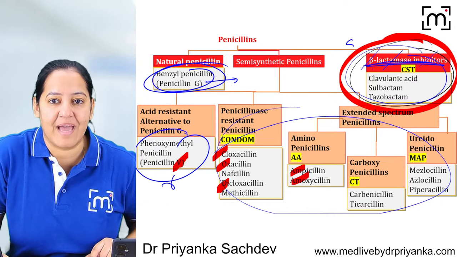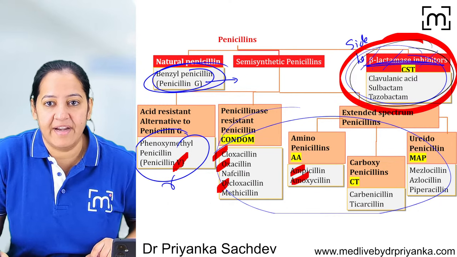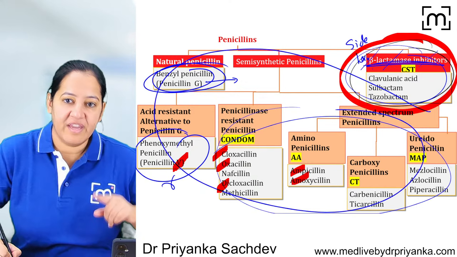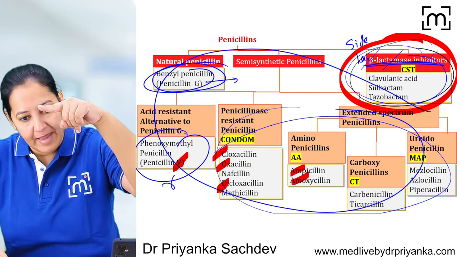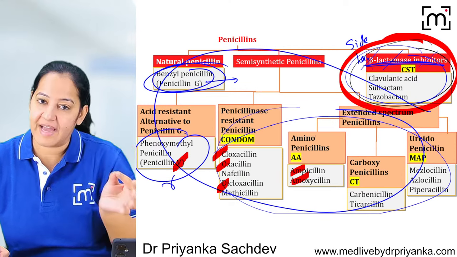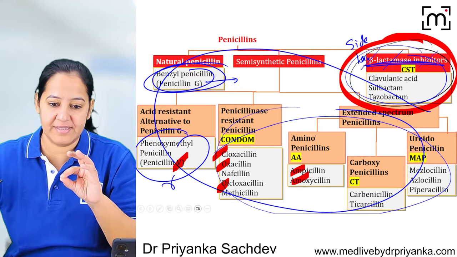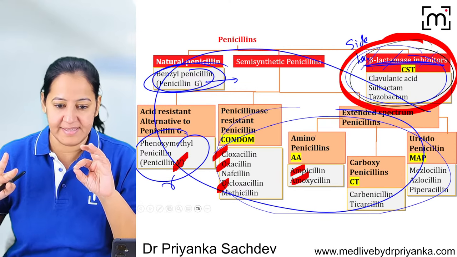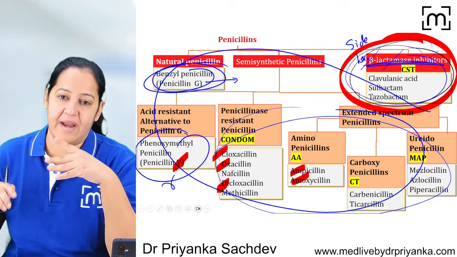These are the side heroes. I call them side heroes. These are side heroes, and these all are main heroes. So we can give the main hero and the side hero together. First the side hero will enter, take care of the enzyme, inhibit the enzyme, degrade the enzyme, and then the entry of the main hero will happen.